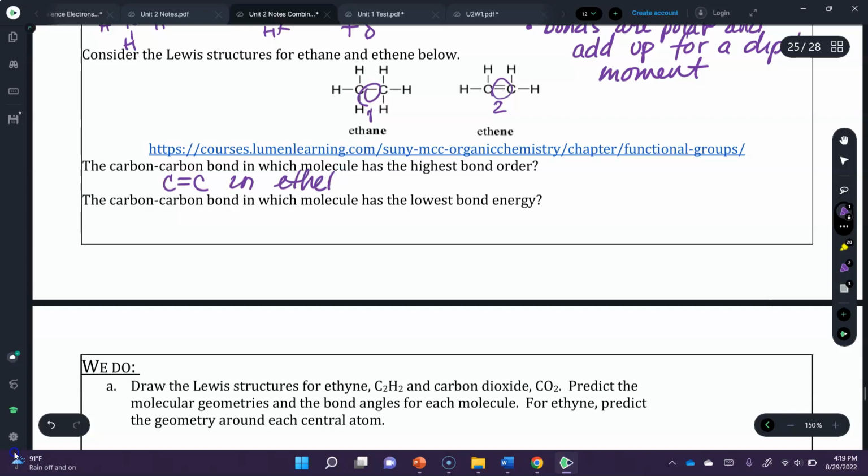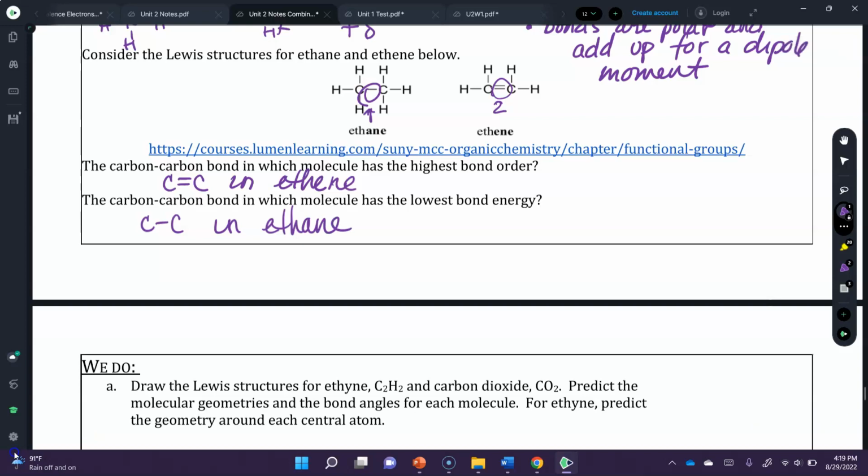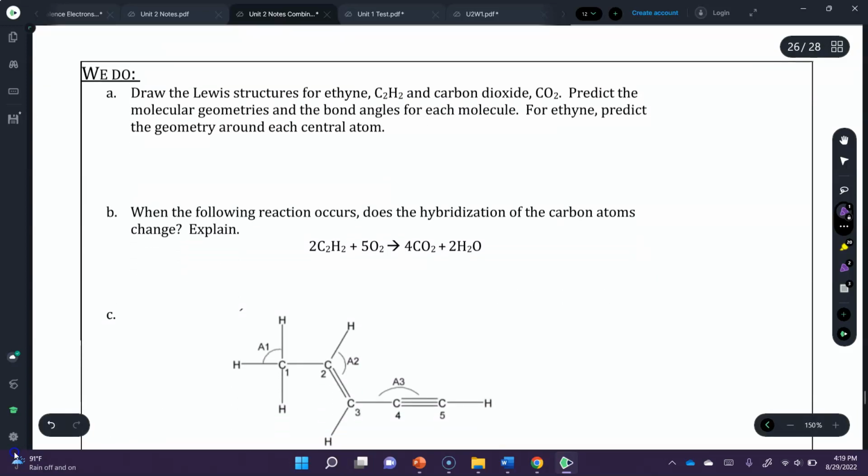Ethene, sorry, has a bond order of 2. And then which one has the lowest bond energy? Well, that would be the one with the fewest bonds, so that would be ethane, because that is the weakest. Single bonds are weaker than double bonds, which are weaker than triple.